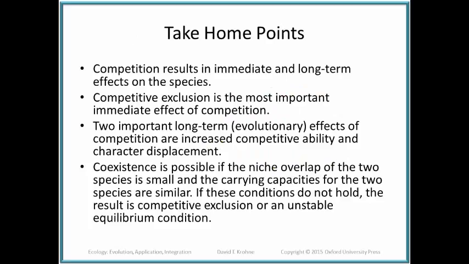Competition results in immediate and long-term effects on the species. Competitive exclusion is the most important immediate effect, and that's this idea that if they have very strong or maximum overlap, one will be driven to extinction and the other will survive. 2 important long-term or evolutionary effects of competition are increased competitive ability and character displacement. Coexistence is possible in the natural world if the niche overlap of the 2 species is small and the carrying capacities for the 2 species are similar. If these conditions do not hold, then the result is competitive exclusion, and one species will be driven to extinction and the other will survive.